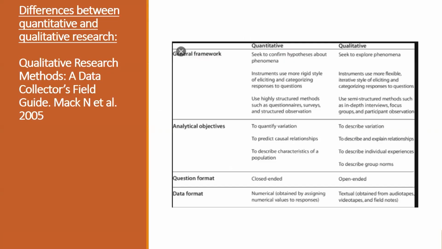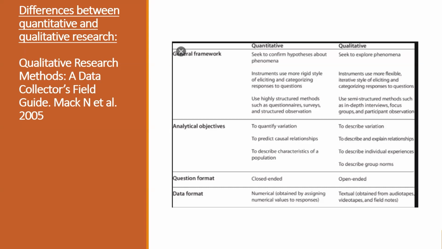This is just a table I took from an article by Mack et al., showing some differences between qualitative and quantitative research. In quantitative research, one starts with the hypothesis, which one then tests. And in order to test the hypothesis, you need to obtain data that's more rigid, using highly structured methods such as questionnaires, surveys, structured observations, or in the case of cytology, things like molecular tests and special stains.